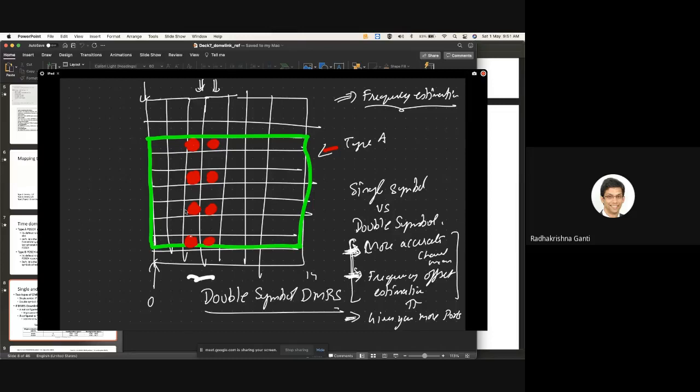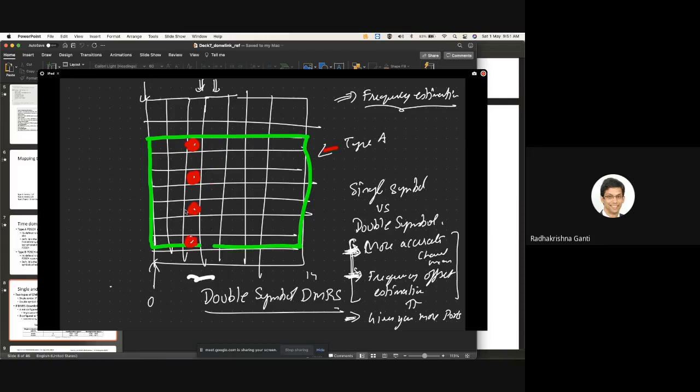So just continuing on this argument. So this is the resource grid. You have DMRS here, here, here, here. Let's assume single symbol. Let me erase the other parts. So you have single symbol DMRS.